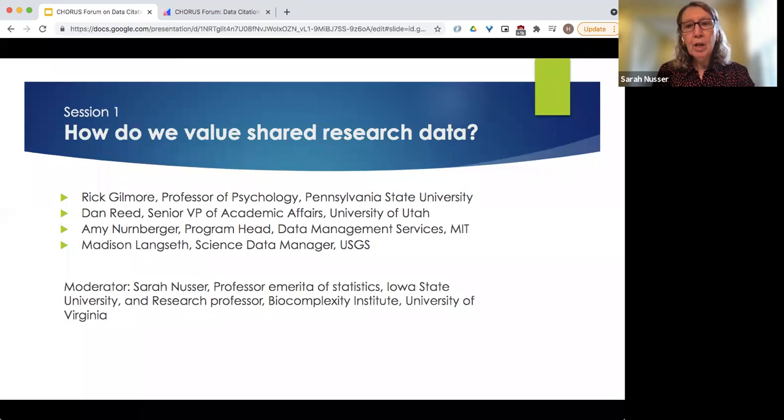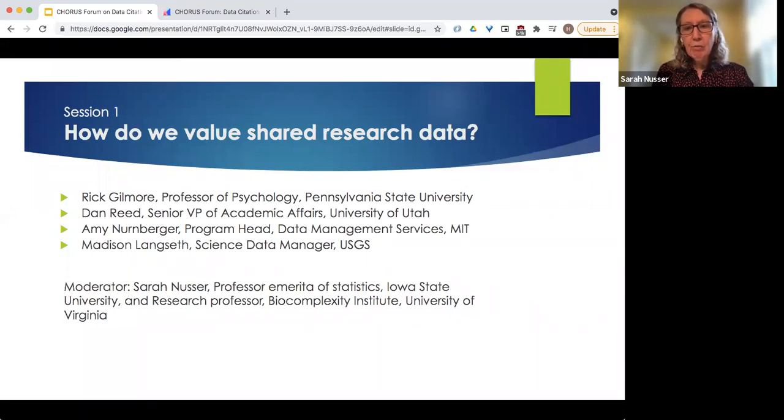Amy Nurnberger is the lead for the data management services at MIT Libraries. And through that role, she provides a full suite of research data services to campus, but also she's been at the forefront of visioning for the 21st century of the academic library, but also data sharing.